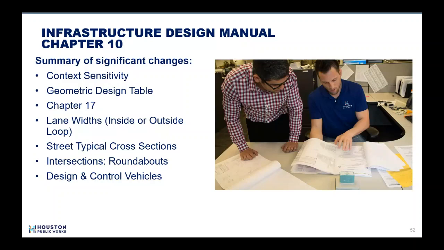Talk about how we're coordinating with Chapter 17, which is our chapter that focuses on bicycle, pedestrian, and transit infrastructure. One of the surprisingly bigger changes is this lane width question, and it impacts so much of what we do here. We're only talking about some relatively minor numerical changes, but it's another one of the things that permeates through a lot of our standards. So we'll see that lane width question again and again.